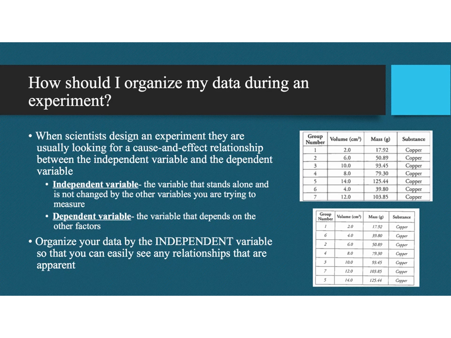How much water is going to cause the plant to grow the best possible. So we have this cause and effect relationship between the independent variable and a dependent variable. So let's take a look at the difference between the two. So an independent variable is the variable that stands alone, is not changed by other variables that you're trying to measure. All right, so your independent variable in our plant situation would be how much water.